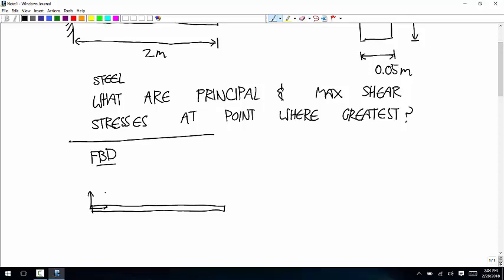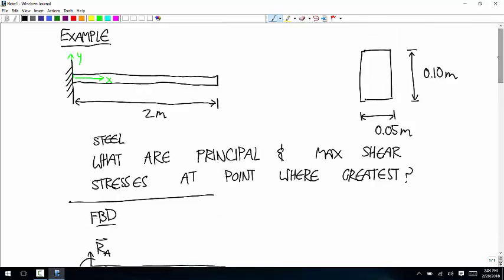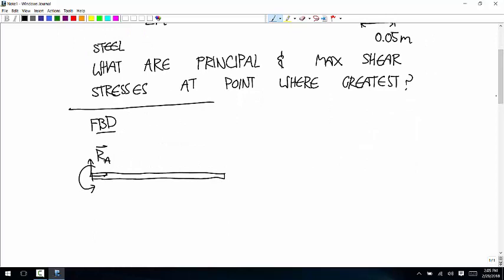There's a force vector here. I'll call that RA. There's a couple. And then we need the weight. So to get the weight, we're going to use the density of steel, and we know the volume of this thing. So the mass is the density times the volume.